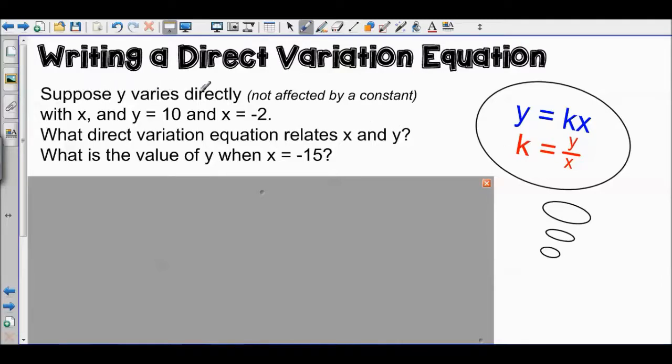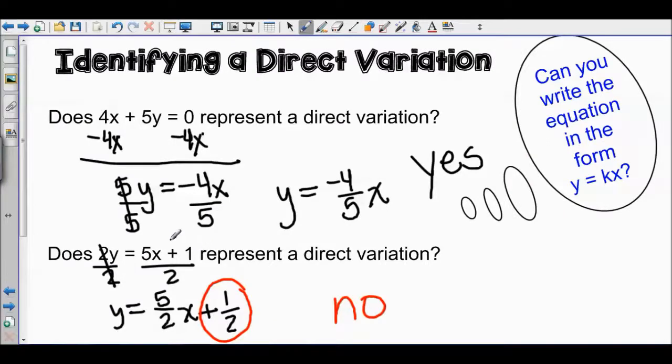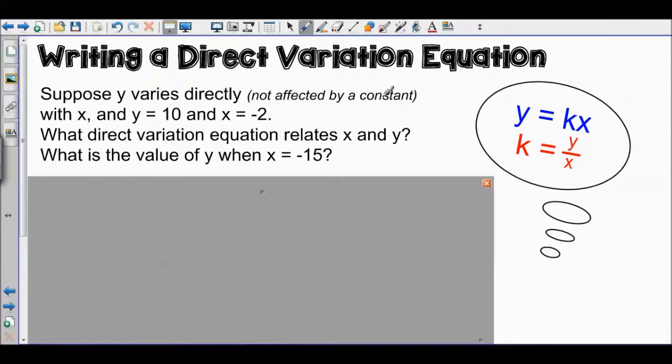Suppose y varies directly, which means it's not affected by a constant. Remember that plus 1 over here? That makes it not vary directly. It's being affected by something else, by that constant value. So suppose y varies directly with x, y equals 10, and x equals negative 2. The first question is, what direct variation equation relates x and y?